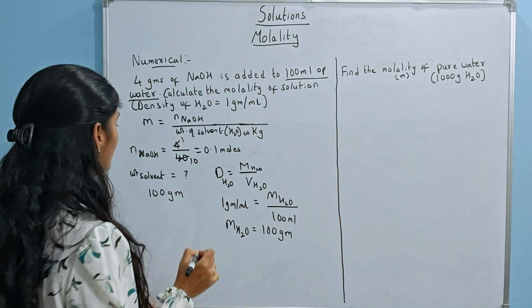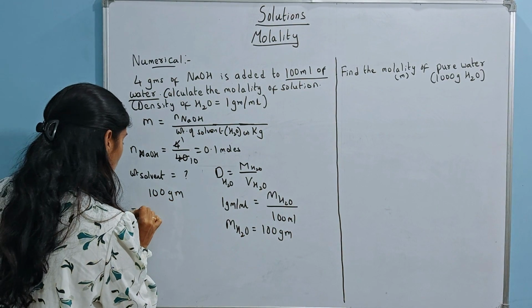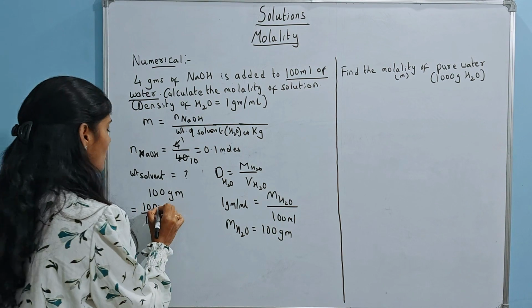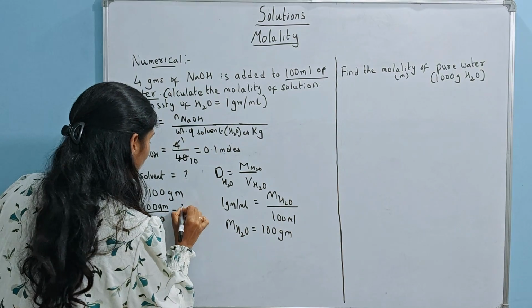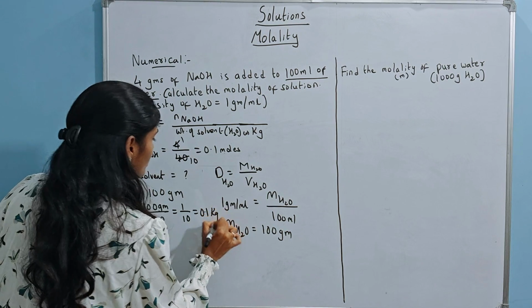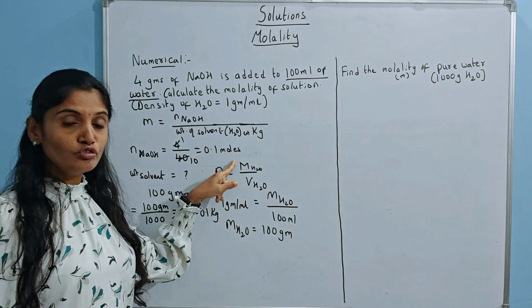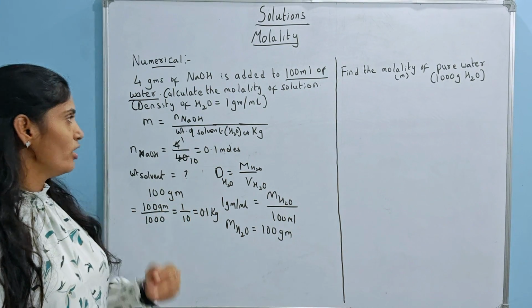But I need it in kg. So what will I do? I will convert 100 grams into kg, which is equal to 100 divided by 1000. I am converting 100 grams into kg, so I am dividing it by 1000. So it will be equal to 1 by 10, that is equal to 0.1 kg. Okay, so I got my number of moles of the solute NaOH, 0.1 moles, and I got weight of the solvent, which is 0.1 kg.